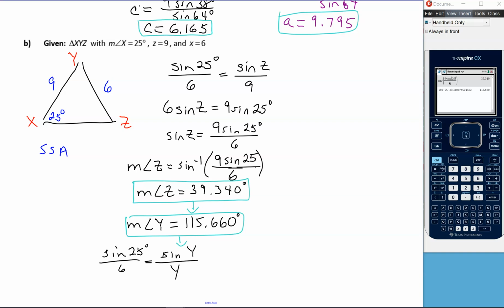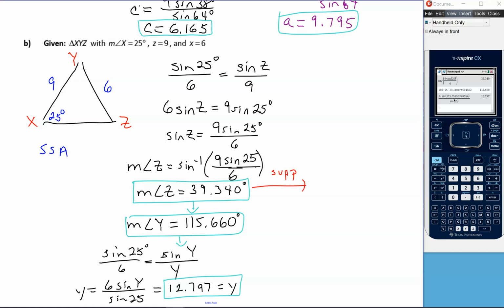When I write out this proportion, I'll use the letter Y for angle Y that we just found to remind myself to use the answer feature so that we don't have a rounding problem. Cross multiplying and solving for y, we get y equals 6 sine of angle Y over sine of 25, which gives us y equals 12.797. And now we've solved for the whole triangle.